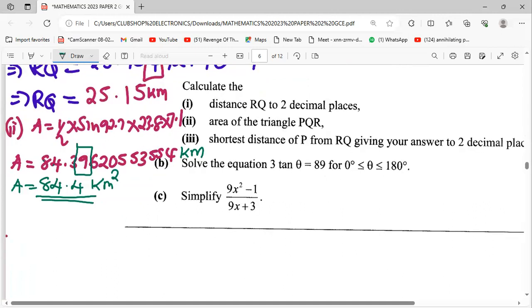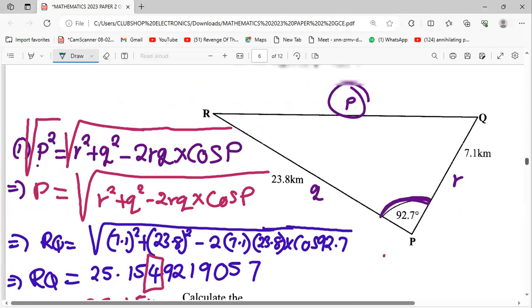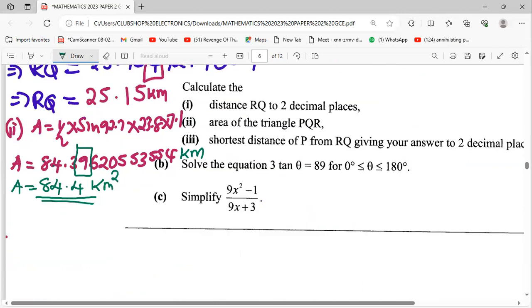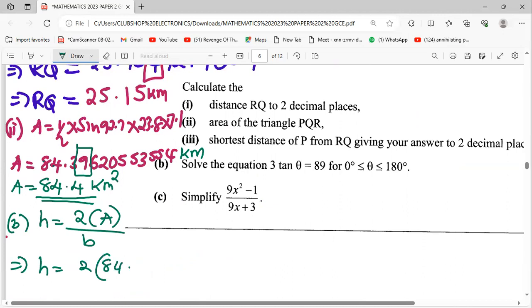Now, we want the distance from P to R. From P to R, like this. So, we even have a 90 degrees. This one becomes our height, which we are looking for. Then this is your base now. All right? So, you can easily use our height, which is 2 times the area divided by the base. Implying that, say, 2 times the area, 84 point, you write the value that is not rounded off, better that way, to avoid distorting the answers.